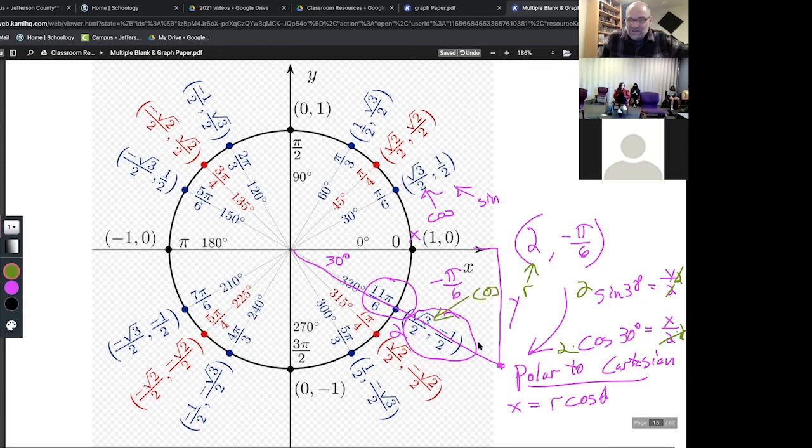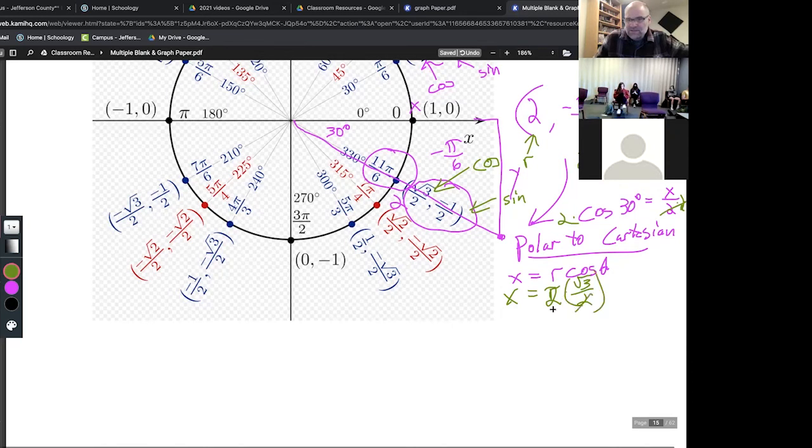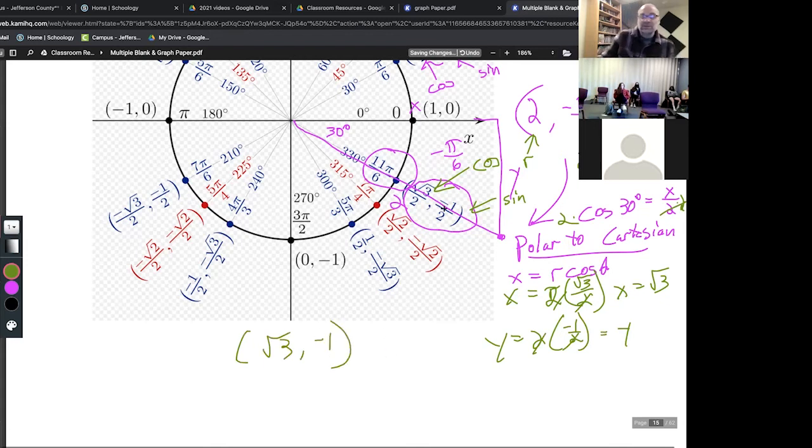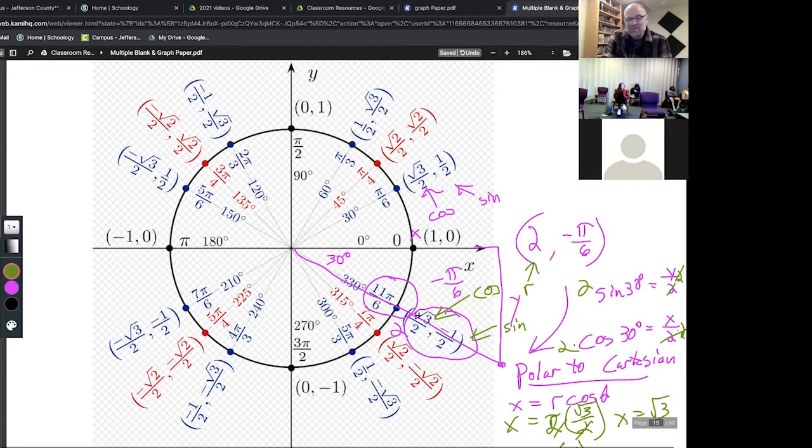That's my cosine, and this is my sine. So x equals 2 times radical 3 over 2, which the 2's cancel, and so x equals radical 3. y equals 2 times the sine, and the sine is this value, -1/2. The 2's cancel, y equals -1. So what are my Cartesian coordinates? Radical 3, -1. This unit circle chart is going to be real nice, and you can use it when you do your homework. You're just multiplying your r value, the first coordinate in the polar coordinates, times these values here, wherever your theta is.